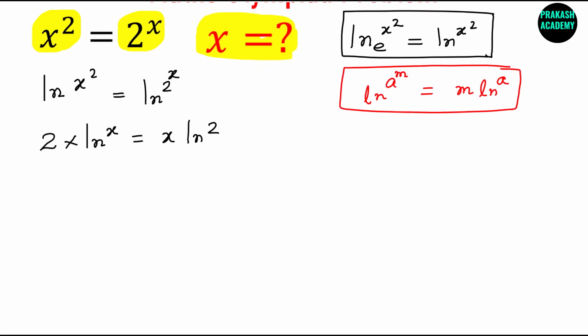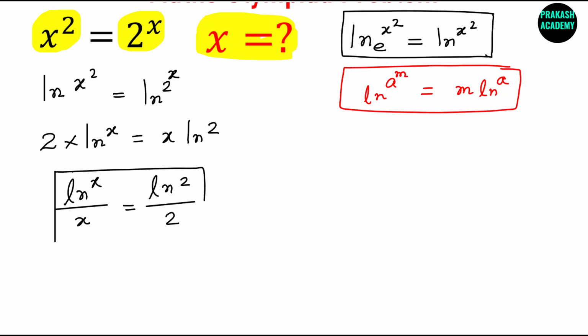Now let us take the x term on one side and the constant term on the other side. So I will have ln x divided by x is equal to ln 2 divided by 2. If we can solve this expression, then we can find the value of x.